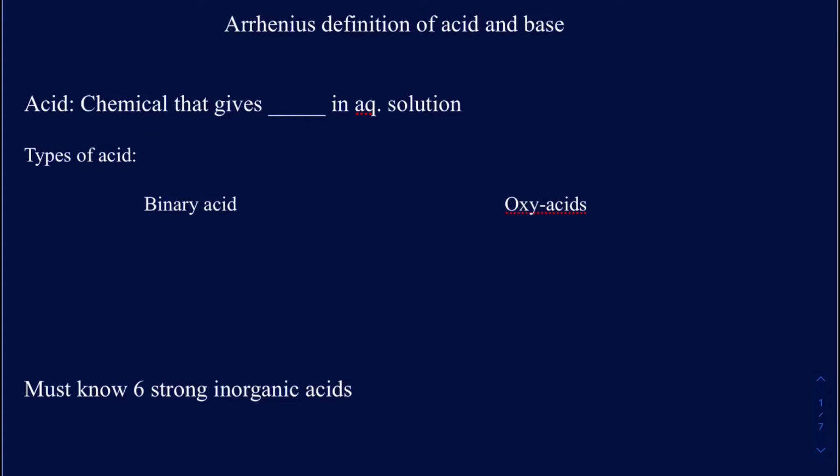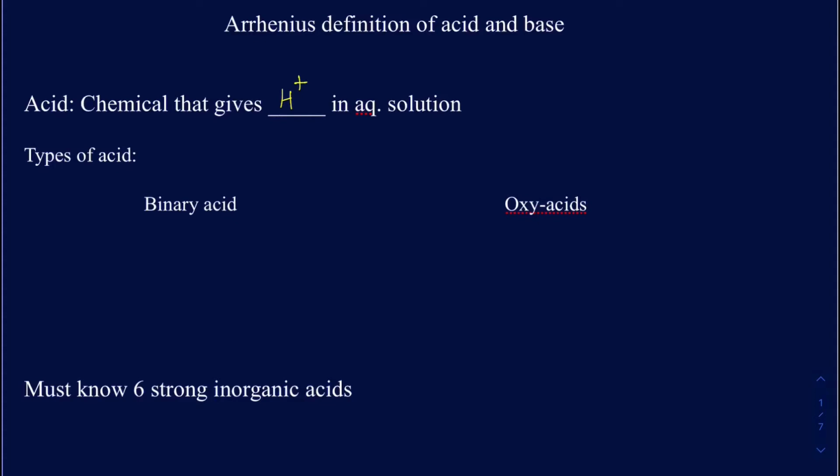In this session, we will be talking about Arrhenius' definition of acids and bases. According to him, an acid is any chemical that gives an H+ in aqueous solution. When we say aqueous solution, it means we put a particular chemical in water and it produces an H+, also called a hydrogen ion.